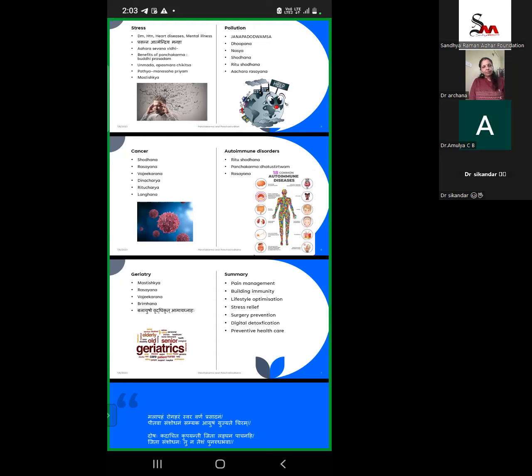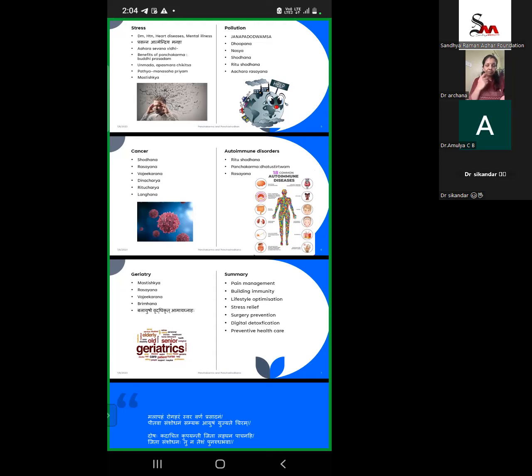First is Shodhana. We know that cancer is where the cells are multiplying, and the intensity of multiplication is too high. So by Shodhana, what we are going to do is arrest that multiplication at the cellular level. That is one thing.